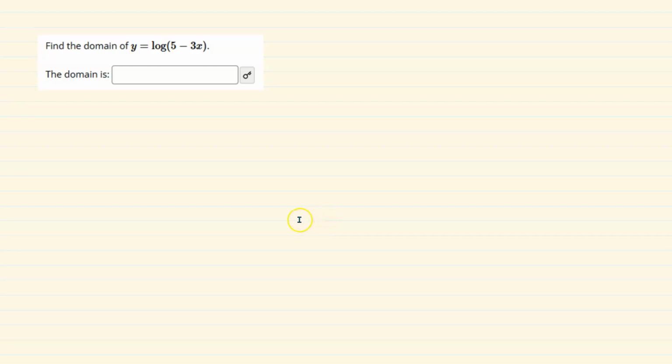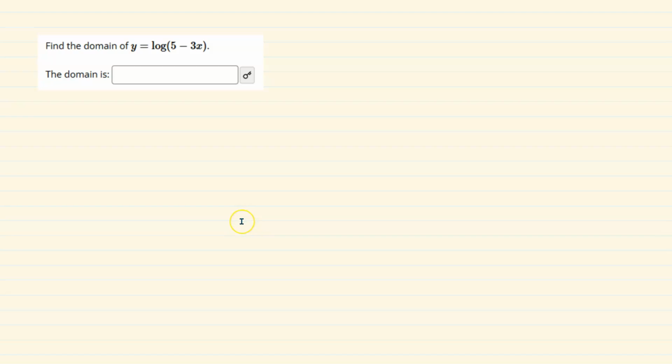All right, we are interested in finding the domain of a logarithmic function. So to do this, we need to focus on what's inside the logarithm, because that's where your limitations are for the logarithmic function. You want to look at what's inside, so 5 minus 3x, and keeping in mind that the log of anything that's not positive is going to give us an error.